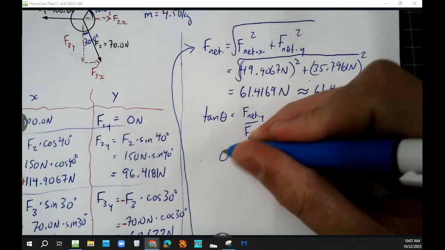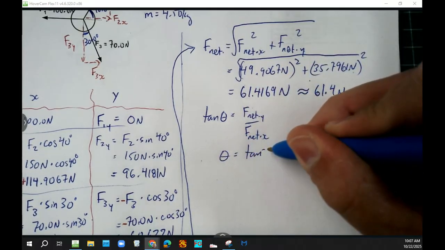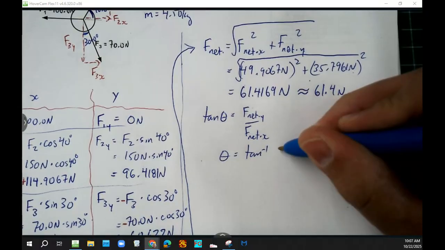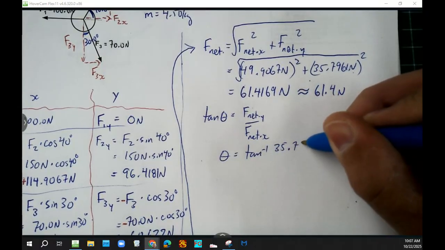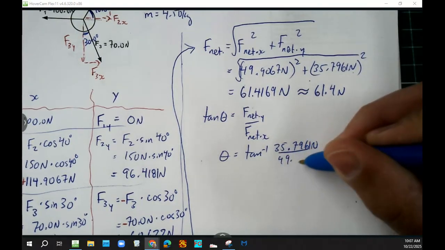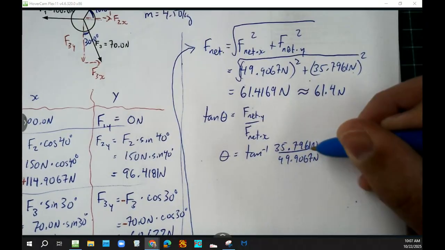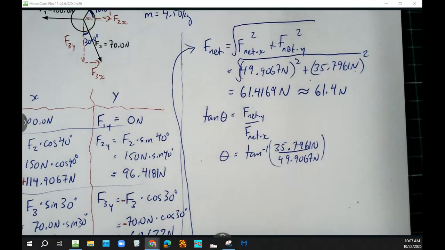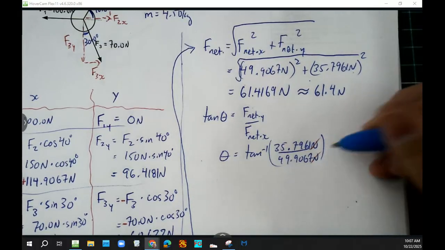And we're trying to get the theta, so theta is equal to tan inverse of F net y, which was 35.7961 newtons, over F net x, which was 49.9067 newtons. The units of newtons cancel out, by the way. I haven't really been talking about that, but they do disappear.